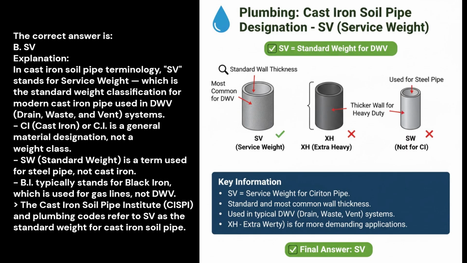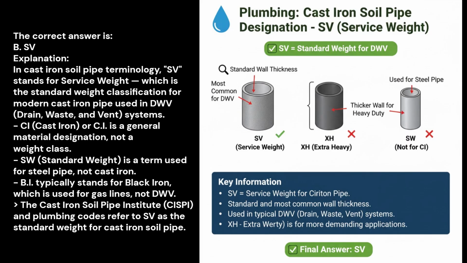The correct answer is B. SV. Explanation. In cast iron soil pipe terminology, SV stands for service weight, which is the standard weight classification for modern cast iron pipe used in DWV, drain, waste, and vent systems. SV, service weight. This is the most common and standard wall thickness for current cast iron soil pipe. It replaced older classifications and is used in typical residential and commercial installations.